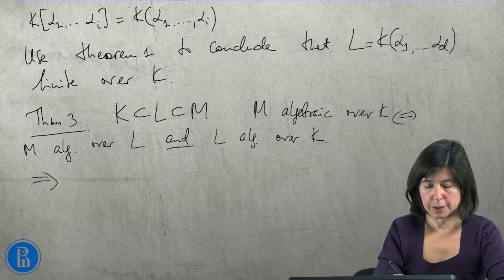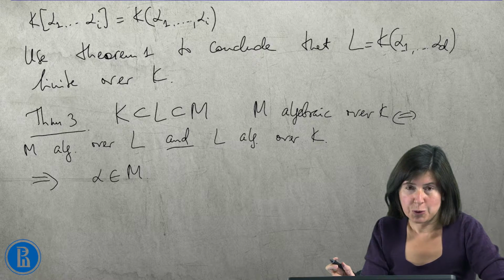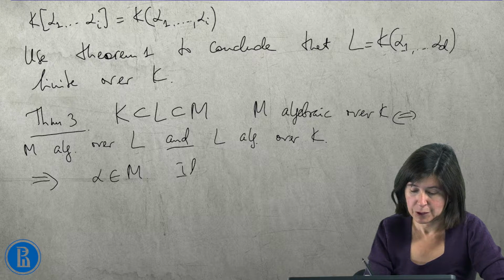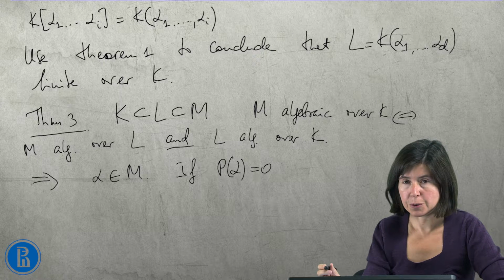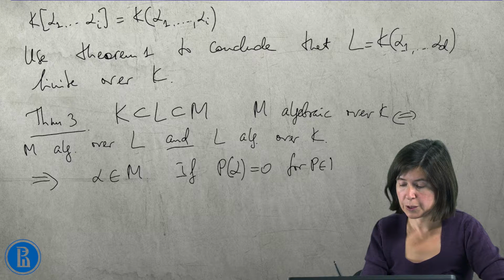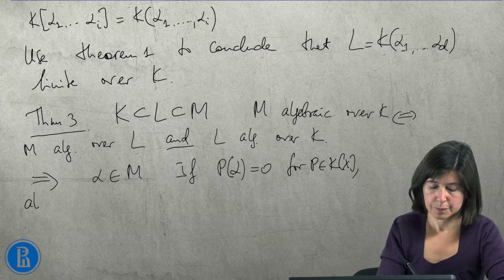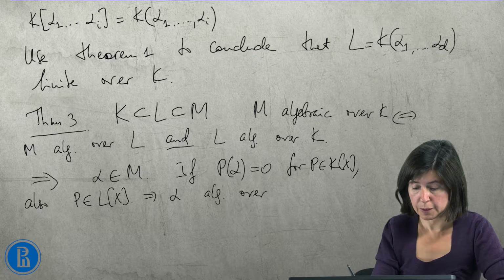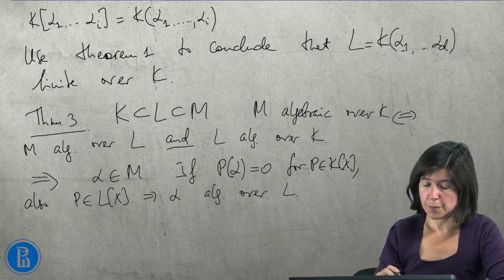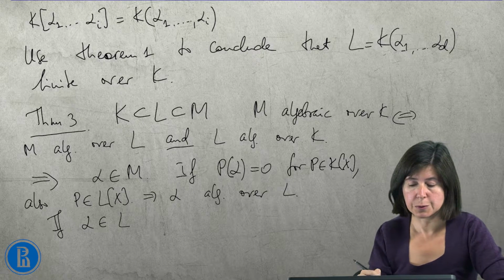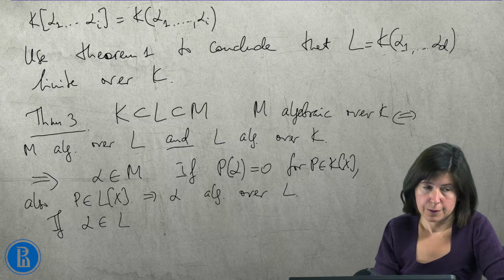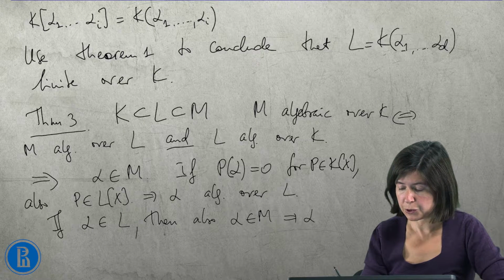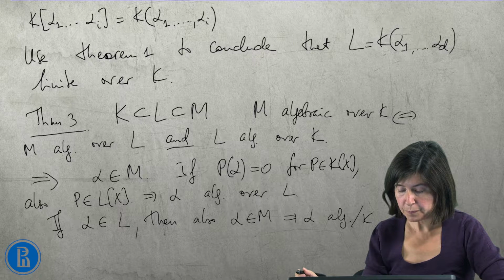So for one direction, let alpha be in M. Of course, if it satisfies a polynomial relation with coefficients from K, if P of alpha is 0 for some P in K[X], then also this P is in L[X]. So alpha is algebraic over L. And if now alpha is in L and we want to prove that it's algebraic over K, then it's even easier. Then also alpha is in M, and so alpha is algebraic over K. So L is algebraic over K.